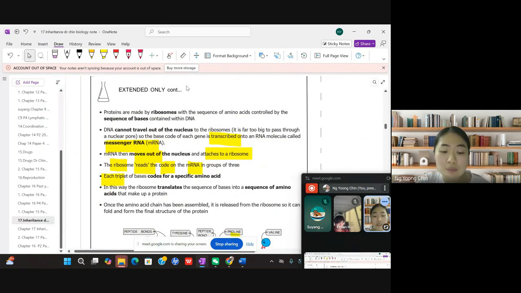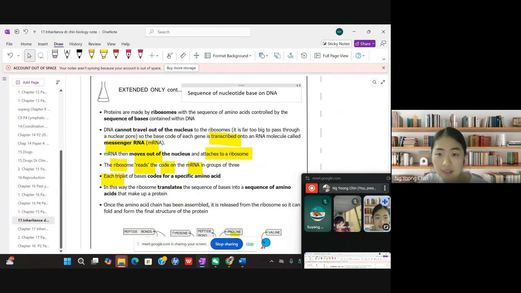First you need to have this sequence of the nucleotide bases on the DNA, right? So it becomes what? First it becomes the mRNA, sorry, messenger RNA, right? So after that, what happens? It binds to the ribosome, right? The ribosome starts to join the amino acids together. So at the end, you can form the sequence of the amino acids.